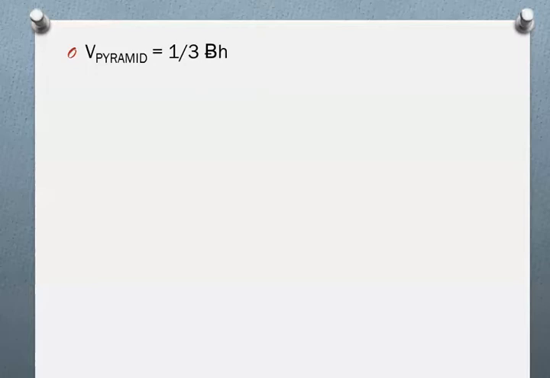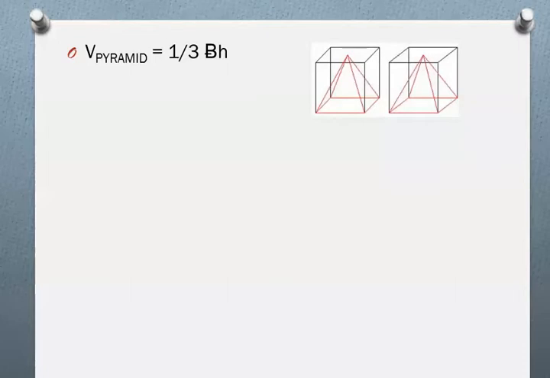For the volume of a pyramid, you can see that the formula is 1/3 times the base times the height. Now, that's a little bit different than what we've seen. And if you look at this, it's because if we take a pyramid and place it inside a cube, it actually takes up 1/3 of the volume. So 1/3 times the base of the pyramid times its height.